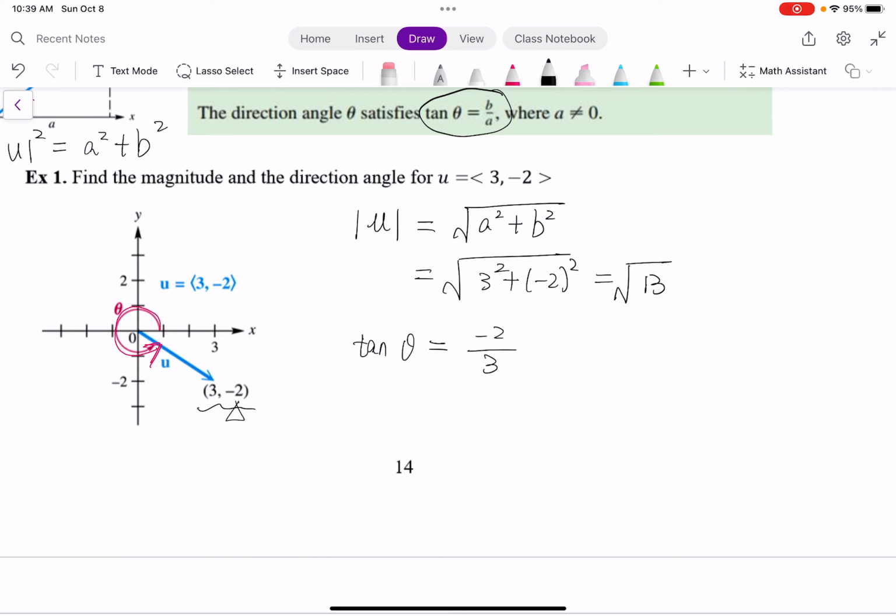And how about theta? It's asking about theta, not tangent theta. This is not a special angle, so I need to use my calculator. When I use my calculator, it only gives me the inverse of tangent in two quadrants, the first quadrant and the fourth quadrant. The fourth quadrant is counterclockwise rotation, so it will give me the angle here. So let's see, what is that angle?